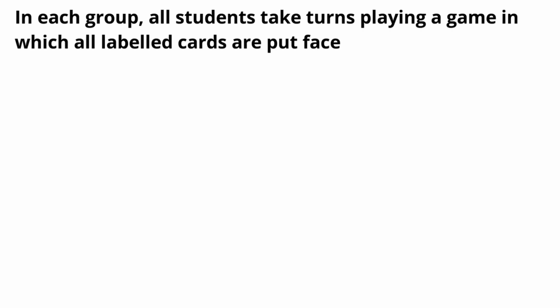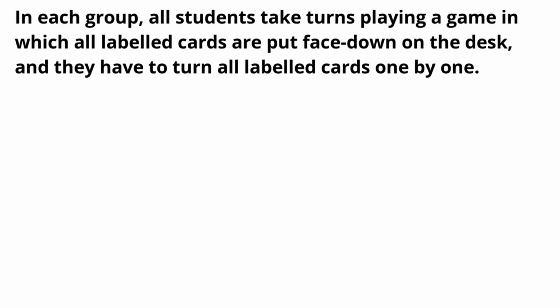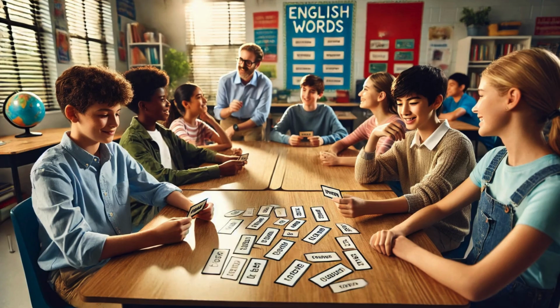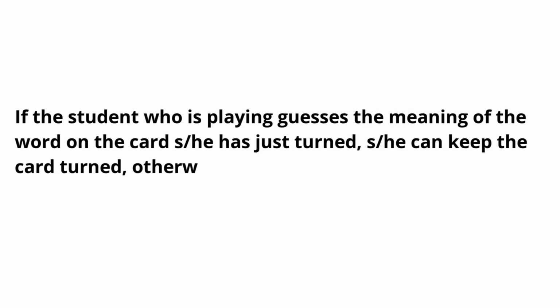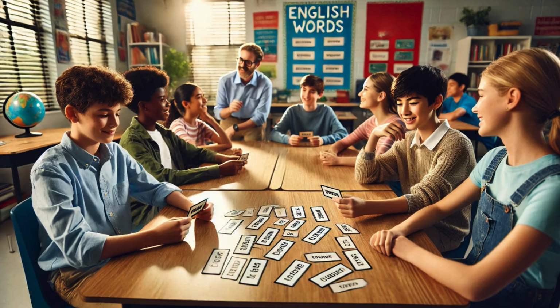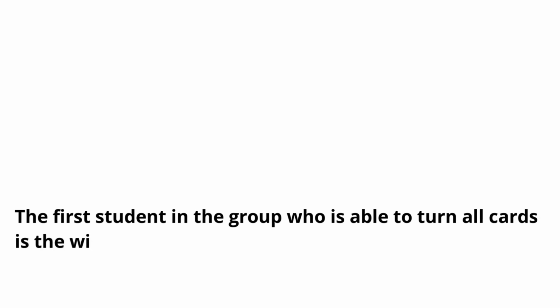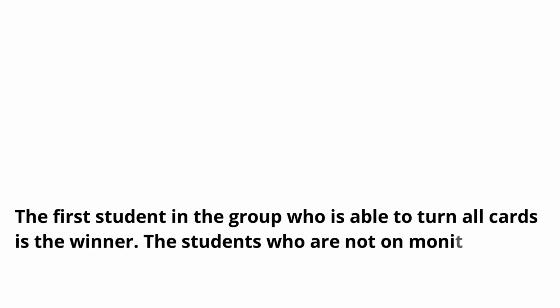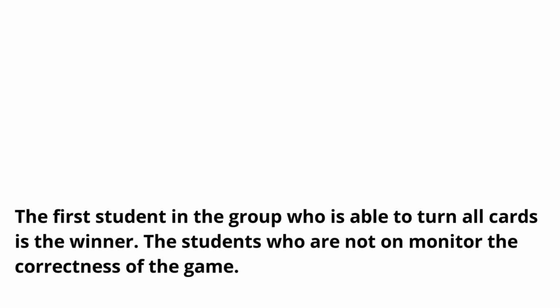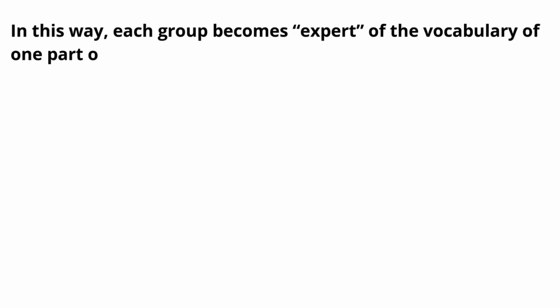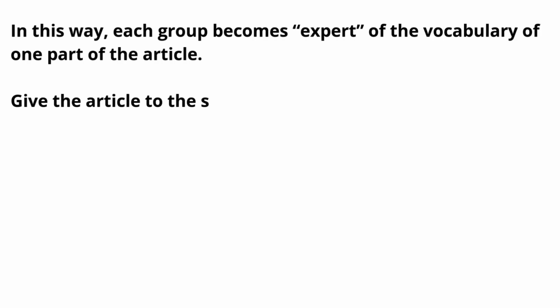In each group, all students take turns playing a game in which all labeled cards are put face down on the desk, and they have to turn all labeled cards one by one. If the student who is playing guesses the meaning of the word on the card he has just turned, he can keep the card turned, otherwise, the card has to be turned over again, so that the word is hidden again. The first student in the group who is able to turn all cards is the winner. The students who are not playing monitor the correctness of the game. In this way, each group becomes expert of the vocabulary of one part of the article.